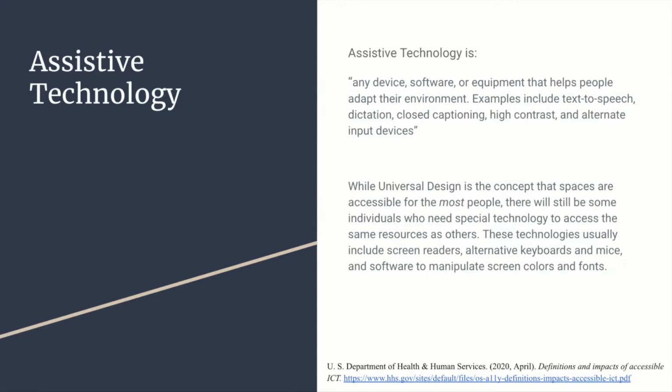While universal design is the concept that spaces are accessible for the most people, there will still be some individuals who need special technology to access the same resources as others. Some of these are well known, like eyeglasses, hearing aids, wheelchairs, and canes. Less common technologies usually include screen readers, alternative keyboards and mice, and software to manipulate screen colors and fonts. These special types of assistive technology are the type of thing that would be beneficial for a library to have since most people can't access them regularly.